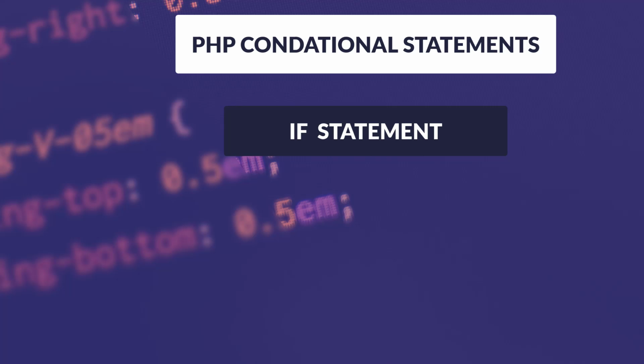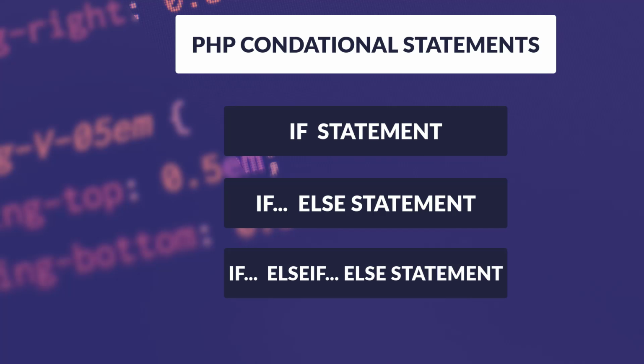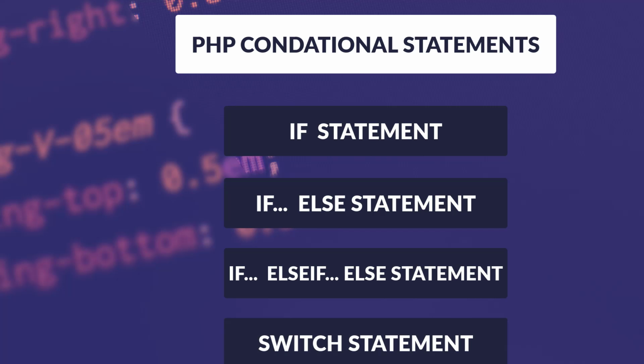If statement. The if statement executes some code if one condition is true. If else statement. The if else statement executes some code if a condition is true and another code if that condition is false. Else if statement. The else if statement executes different codes for more than two conditions. And finally, we have the switch statement. The switch statement selects one of many blocks of code to be executed.